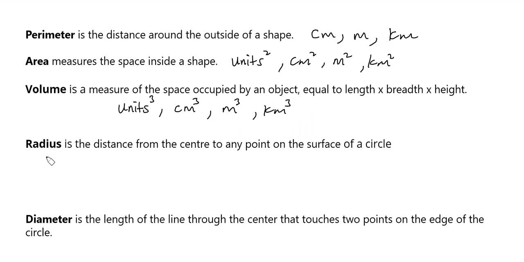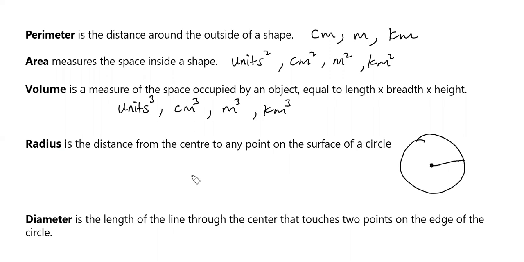Now what is radius? Let's have a circle here. So this is just a circle, and this one is the center. We call this the circumference, and any distance from the center to the circumference is what we call the radius.